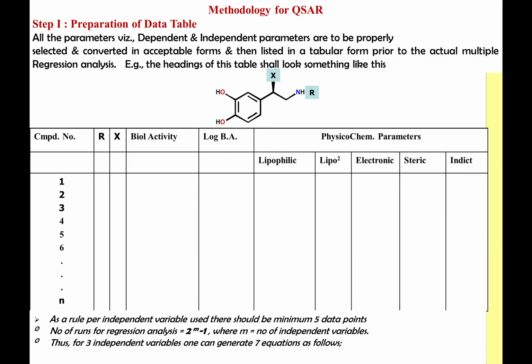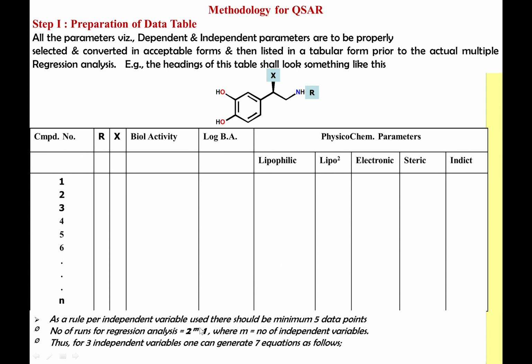So now we actually go for working, and we prepare a data table, and all parameters are put, dependent and independent. Dependent is the biological activity. We draw the structure, we enter the substituents, biological activity, log values are found, parameter values are put: lipophilic, square of lipophilic, electronic, steric, indicator variable, whatever.